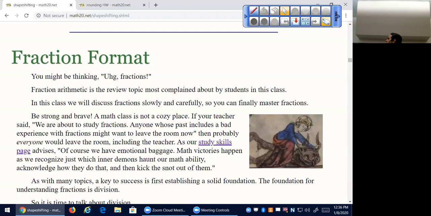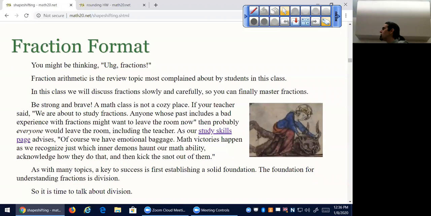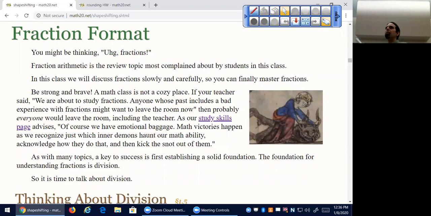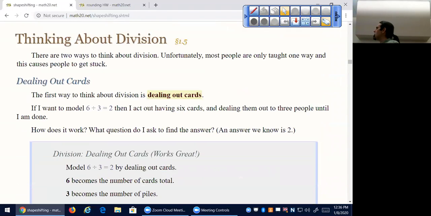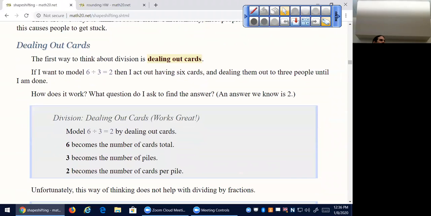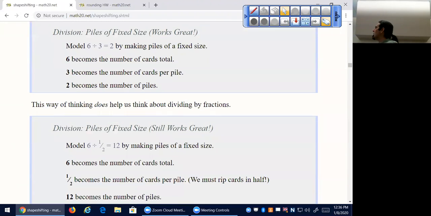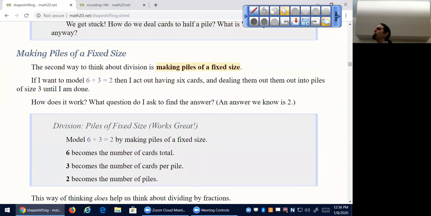Okay, fractions. So we started fractions just a little bit, and we started by talking about division. And that division, you could think about dealing out cards, and for some reason, elementary school teachers like this way of thinking about division. And then we talked about making piles of a fixed size, which for some reason, elementary school teachers avoid, even though it helps you more in certain cases. Does all of that ring a bell? Is it okay if I just keep going instead of repeating that?